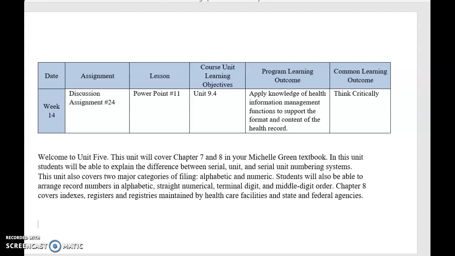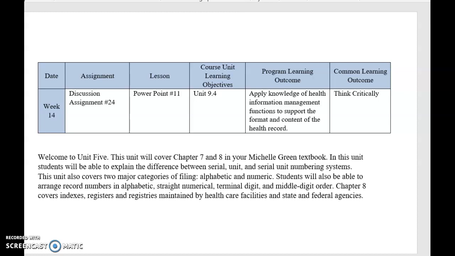Welcome to week 14. This is unit 5. We're covering chapters 7 and 8 in your Michelle Green textbook. Again, we're going to be going through the different numbering systems, filing, alphabetic, numeric. We'll arrange numbers in these different systems, and that's what your assignment is going to be on this week.